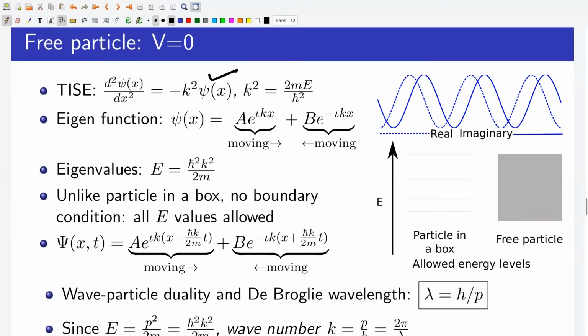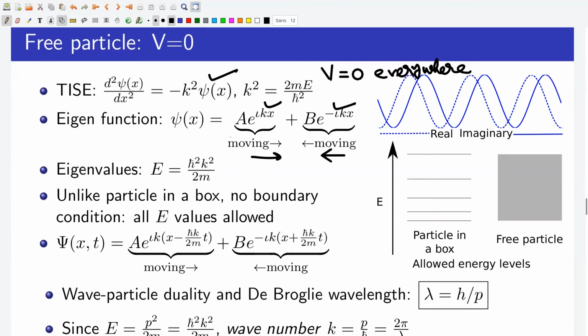However, now potential is zero everywhere. In case of particle in a box, we had infinite potential at the box edges, but now V is equal to zero everywhere. Now, the eigenfunctions are given by psi of x is equal to A e power ikx plus B e power minus ikx. So this is the case of a particle moving from left to right, and this is the case of a particle moving from right to left.